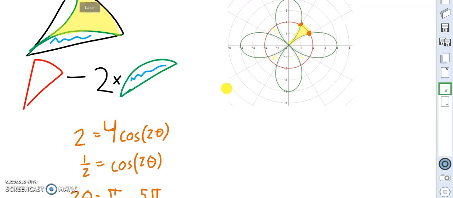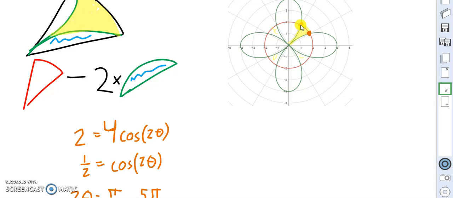And what is going on? I would believe that this is pi over 6, but it's clearly not because I have this on a graph. This is pi over 6. There's no way this could be 5 pi over 6. 5 pi over 6 has to be along this line, or if it comes out to be a negative radius, it has to be along here. There's no way that 5 pi over 6 is going to correspond to this point. So where did that come from?